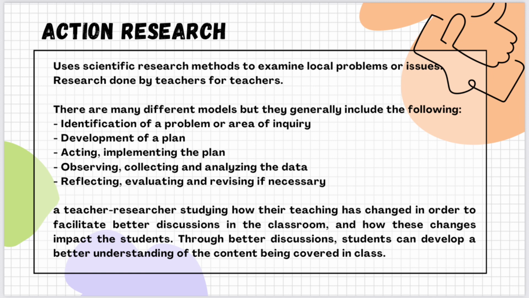And then we got action research. Action research uses scientific research method to examine local problems or issues. So this research is done by teachers and for teachers. There are many different models, but they generally include the following: identification of a problem or area of inquiry, development of a plan, acting, implementing the plan, observing, collecting and analyzing the data, and reflecting, evaluating, and revising if necessary.